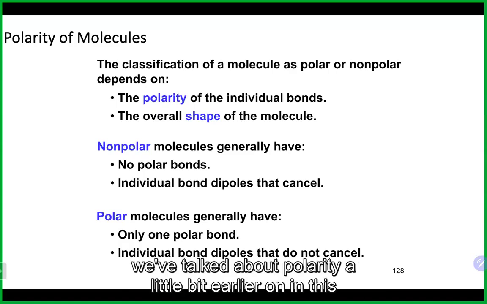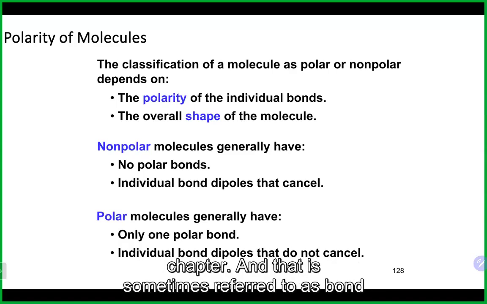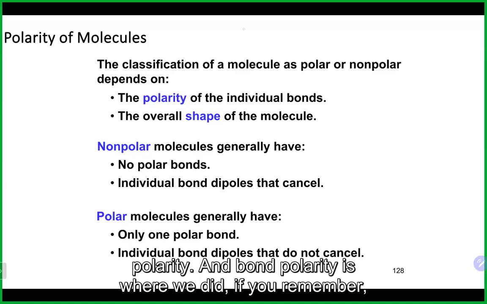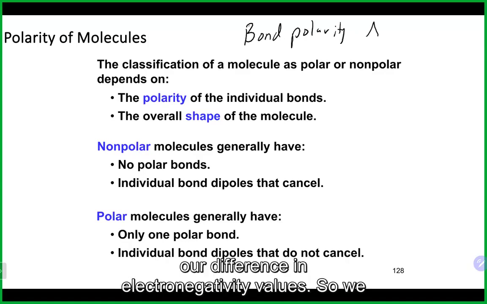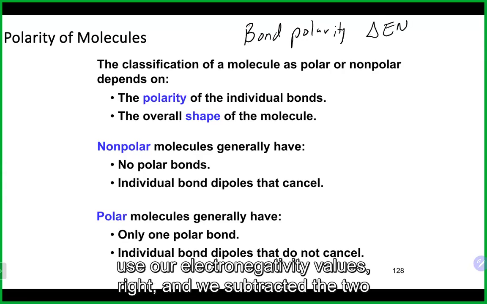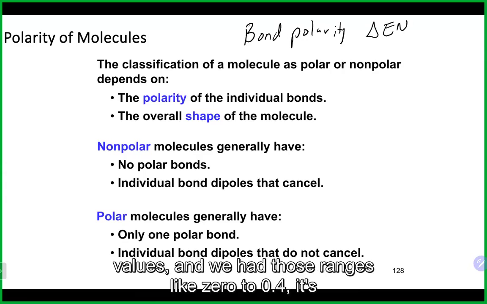Now, we've talked about polarity a little bit earlier in this chapter, and that is sometimes referred to as bond polarity. Bond polarity is where we used the difference in electronegativity values. If you remember, we subtracted the two values, and we had those ranges like 0 to 0.4.